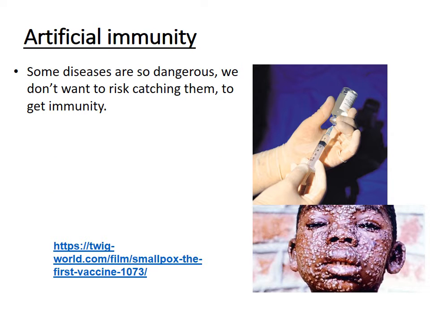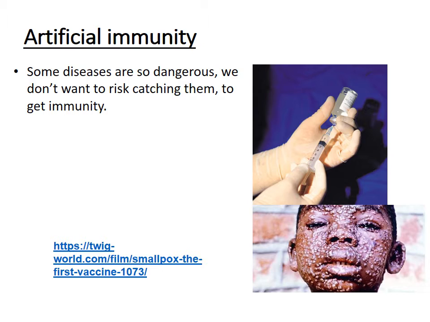Now that's natural immunity. That's what your body naturally does when you are infected with a disease. So you get infected with chickenpox, you don't get infected with chickenpox a second time. But we can make use of that. And we make use of that using artificial immunity, where we artificially stimulate your immune system in order to make you immune to a disease. And the reason that we do that is because some diseases are so dangerous that we don't want to risk anyone catching them in order to gain immunity. We want to give them prior immunity before they're even exposed to the disease. And so the classic example of this is, of course, smallpox.